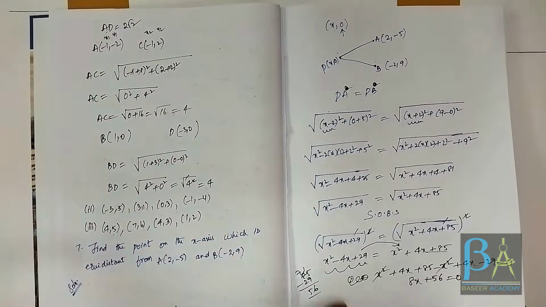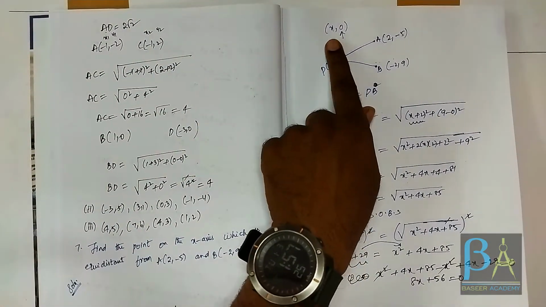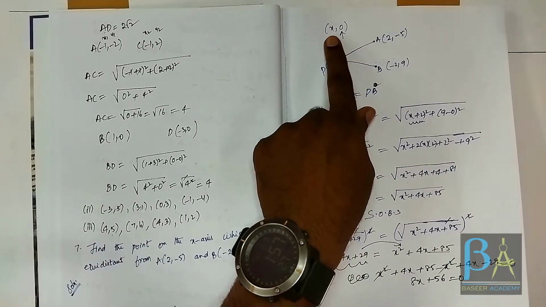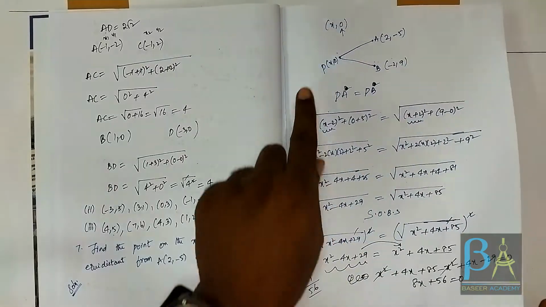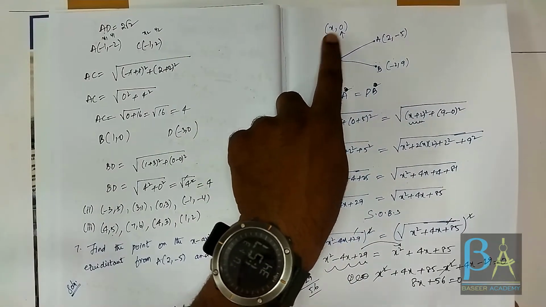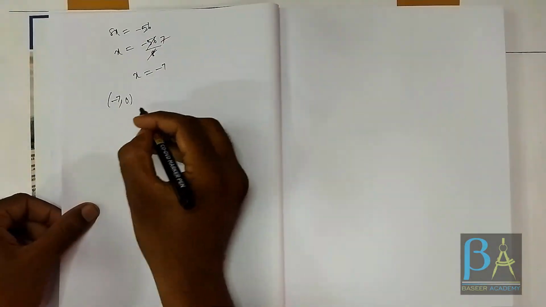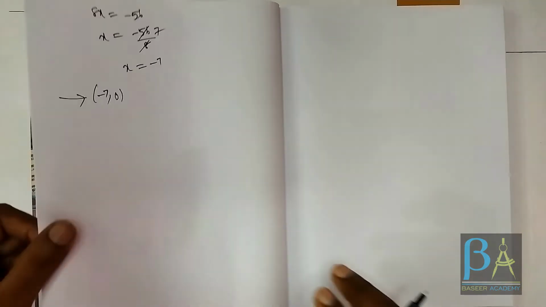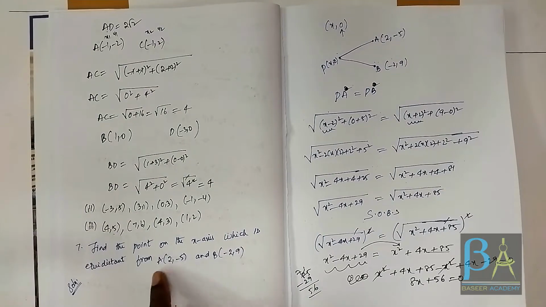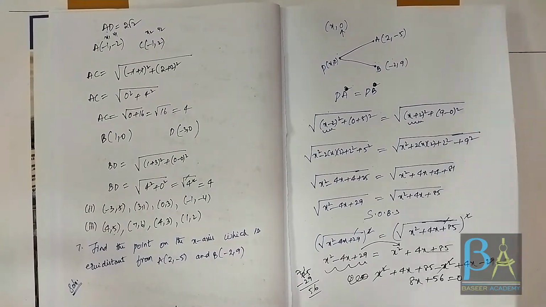Previously we considered that x comma 0 is a point on the x-axis. Now in place of x I'm going to substitute minus 7. Minus 7 comma 0 is the required point on the x-axis. So this is the point on the x-axis which is equidistant from the given 2 points. Let us move on to the next question now.